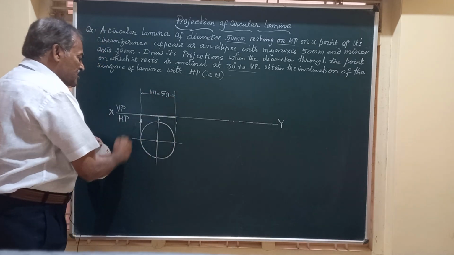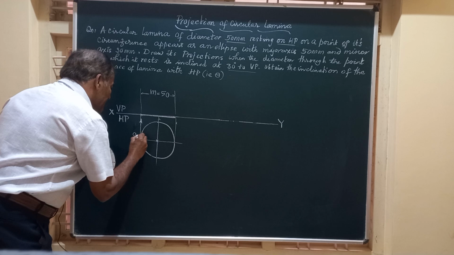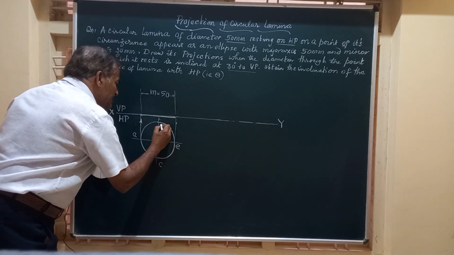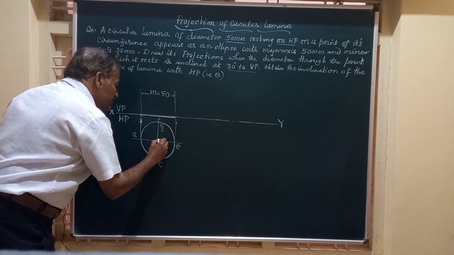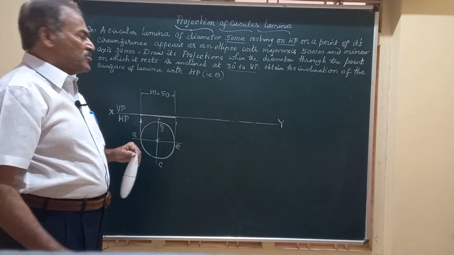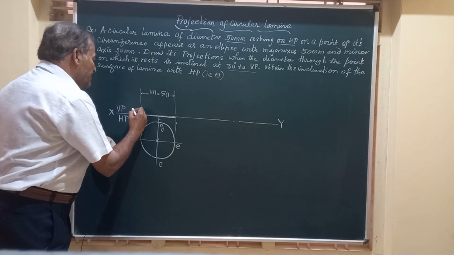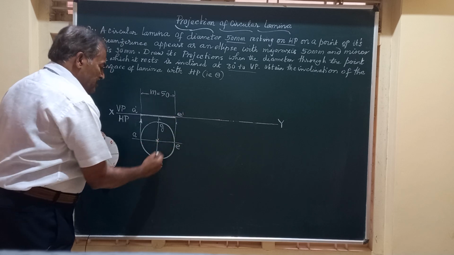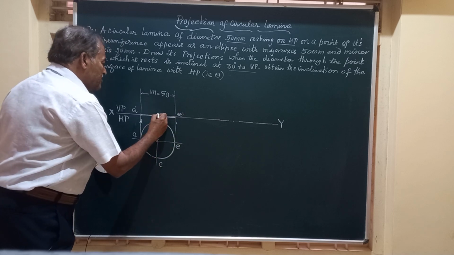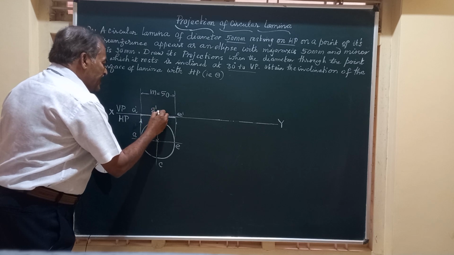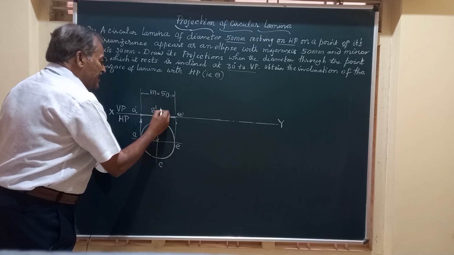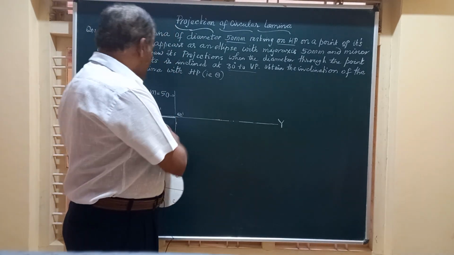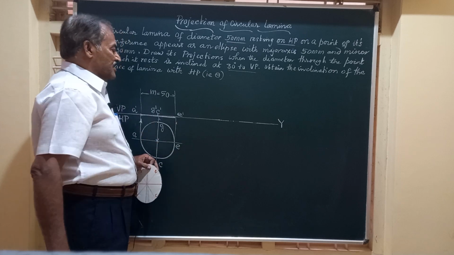So let us name these corners like this: A, this is C, this is E, this is G. Only I have shown 4 points to start with. And let's see how to get the corresponding points in the front view. So this is going to be A dash, this is E dash, G and C coincide here. So this is going to be G dash, comma C dash, or C dash, comma G dash. So to start with, I have shown only 4 points on the periphery of the circle.